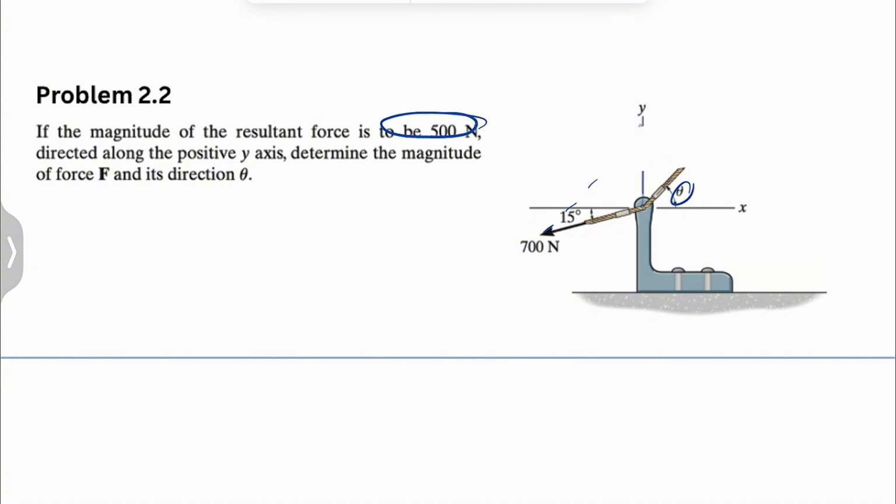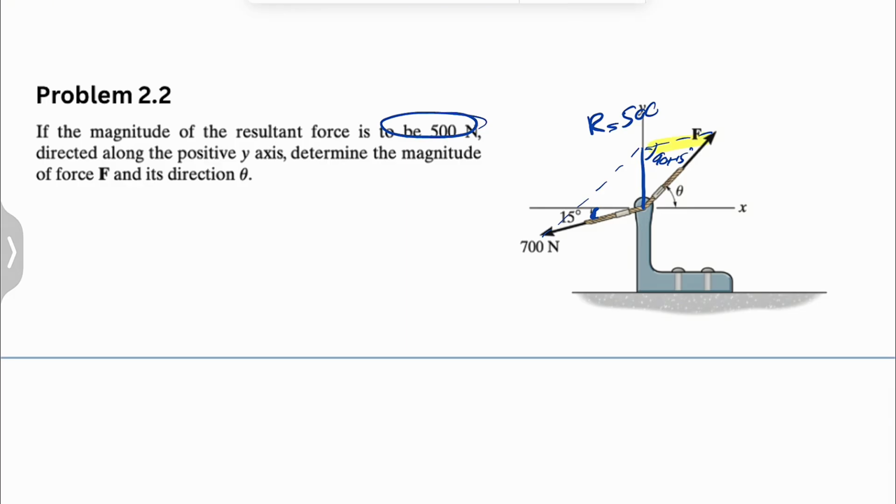Okay, so let's say we have the R in here directed along the y-axis. So this is 500, and if we draw one line parallel to x, this will be perpendicular, and this little angle here is equal to what we have in here, so 15 degrees. So that angle would be 90 plus 15. And that's all we need to figure out the F based on the law of cosines.